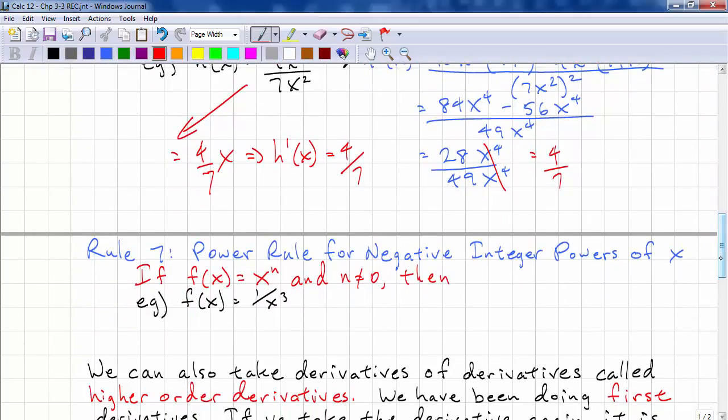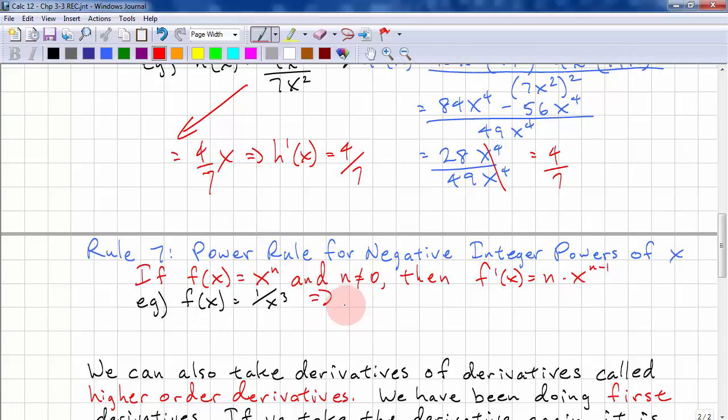And the power rule for negative integer powers of x. So if we have this such that n does not equal 0, then f prime of x equals n times x to the power of n minus 1. This is essentially the same rule.